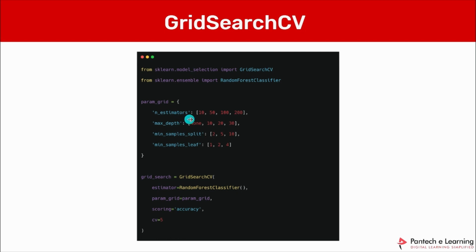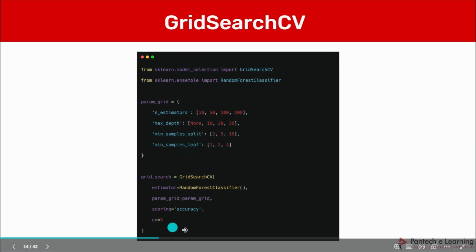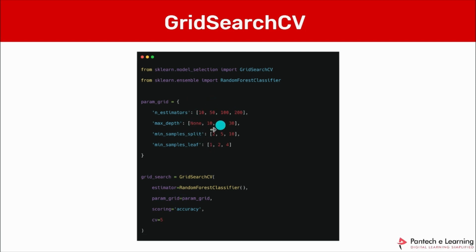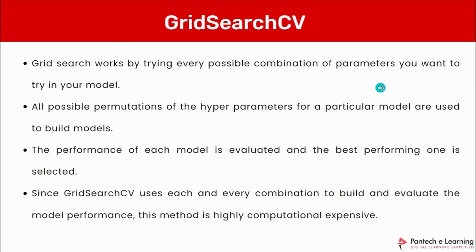For example, starting with n_estimators as 10, max depth none, then minimum sample split 2 and minimum sample leaf 1, for the 5 cross validation. CV I am setting 5. After that the n value will change. These values will be constant. Once this is done, like that it will try every combination available. And it is going grid by grid.